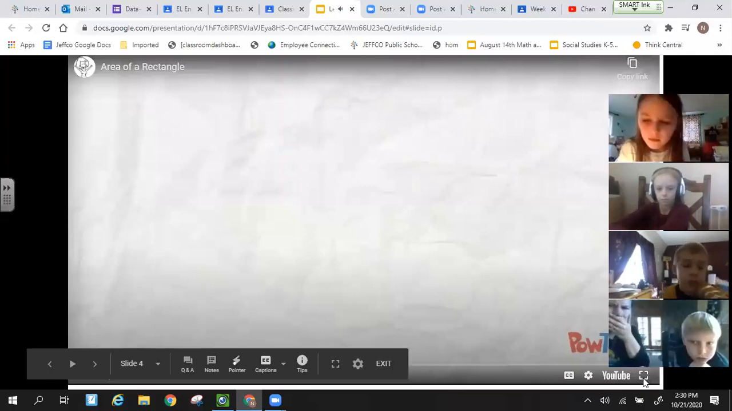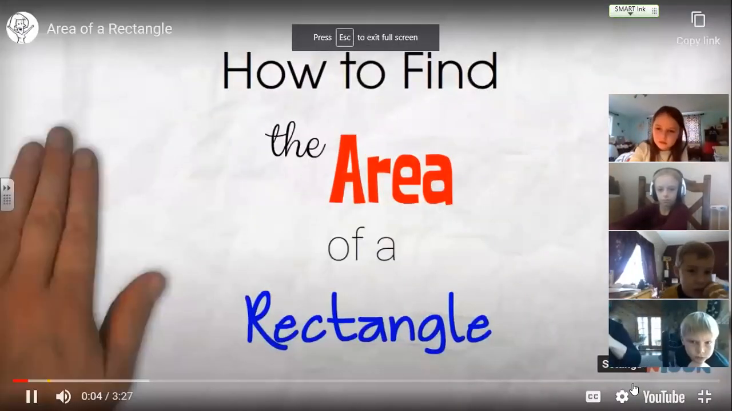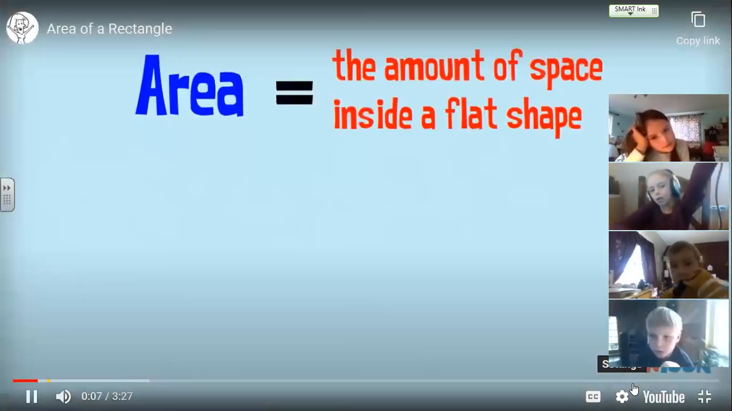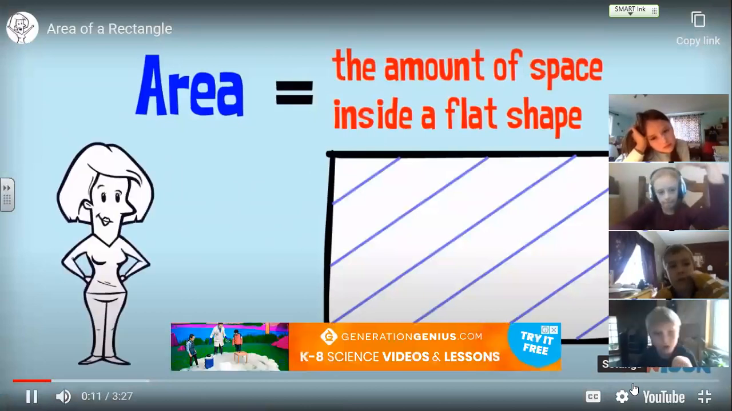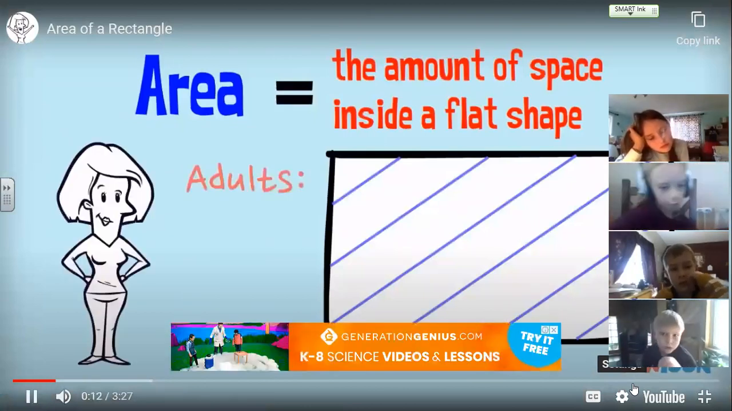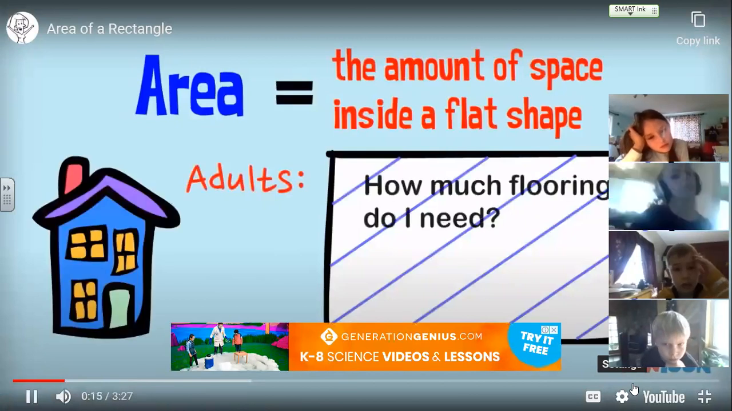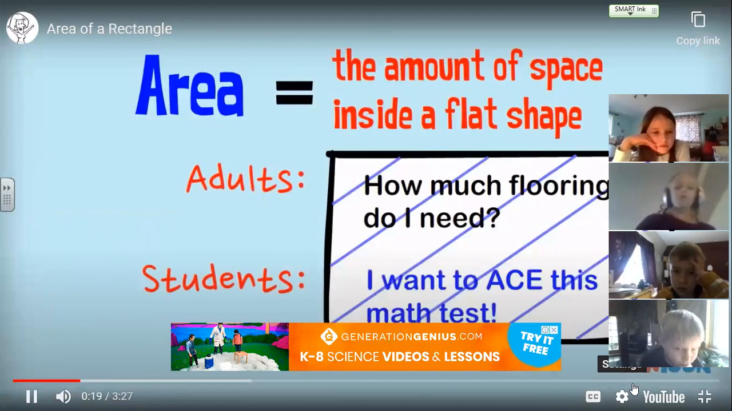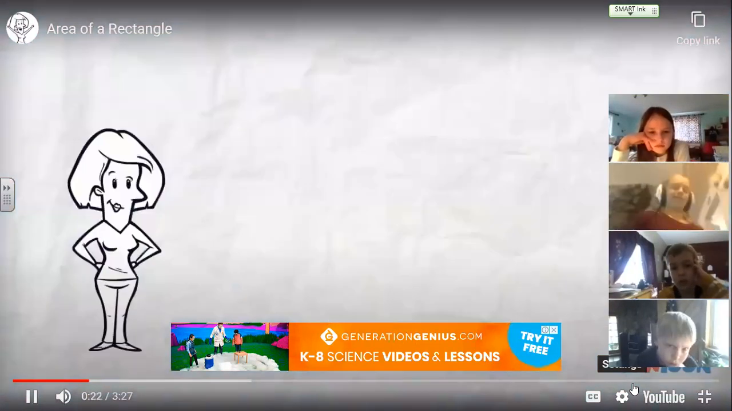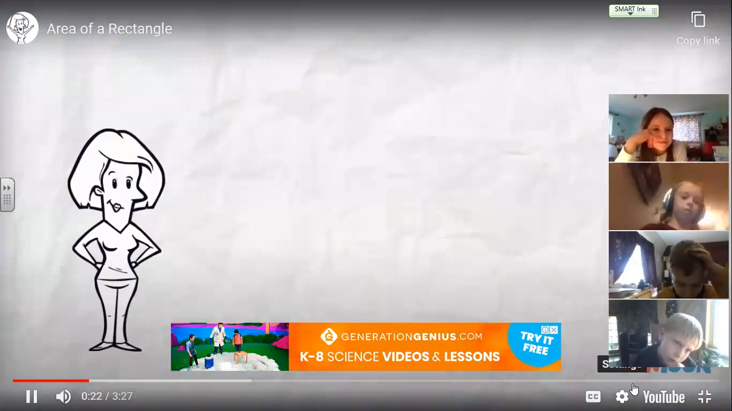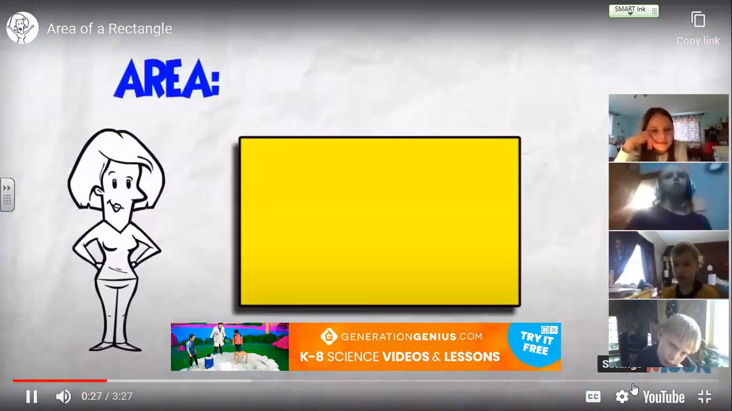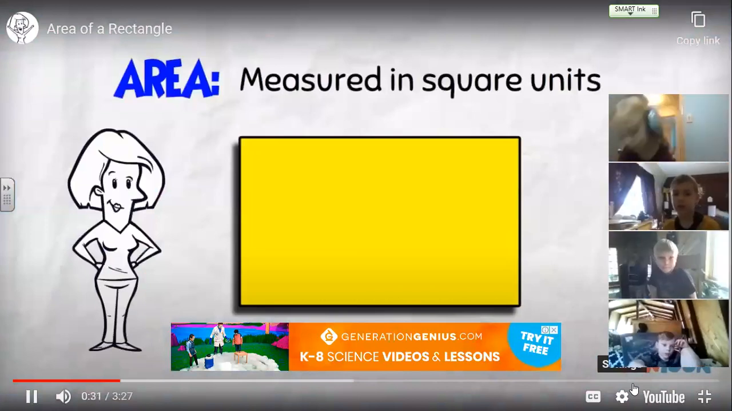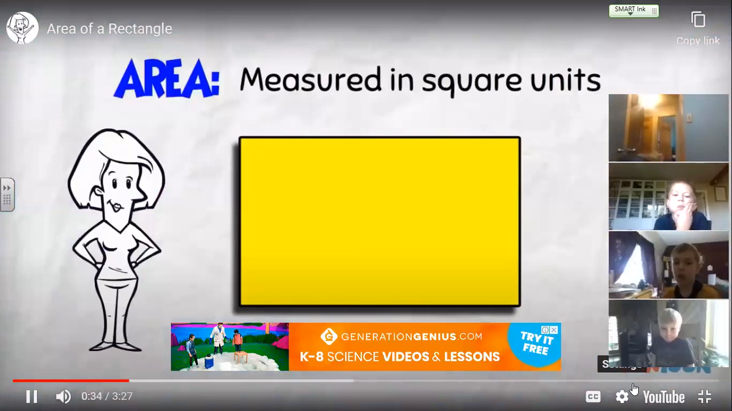How to find the area of a rectangle. Area is the amount of space inside a flat shape. It's important for everyone to know how to find it. Adults need to find the area of a room to buy the right amount of flooring, and you need to know it in school to ace your test. The first shape we work with in school is a rectangle. Area is measured in square units. So let's divide this rectangle up into square units and find out how many it has.